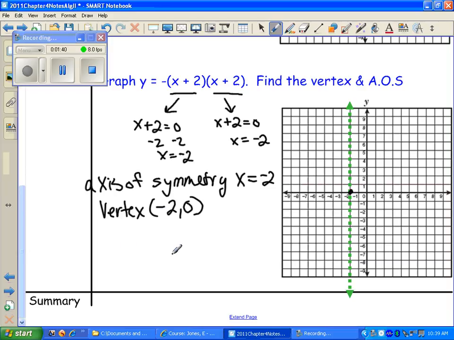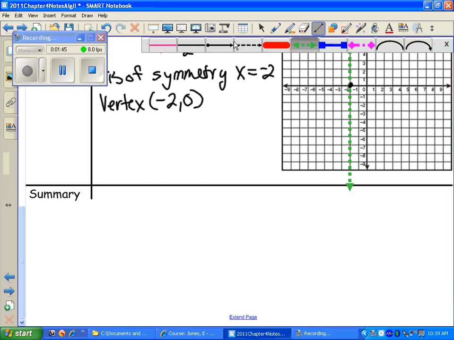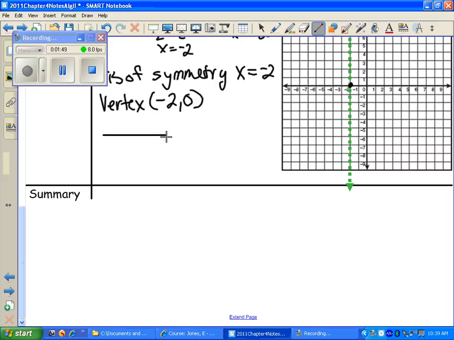So what I need to do is make a table, just like I was doing before. I'm going to make a table of values for my graph, with an x and a y side. My vertex point, -2, 0, needs to go in the middle of my table. And I need to go to the left, which would be getting more negative, -3 and -4. Also to the right, -1 and 0.